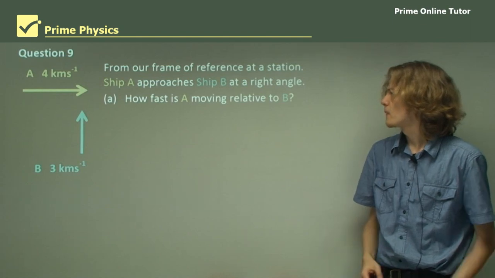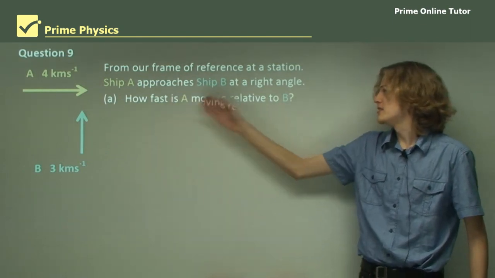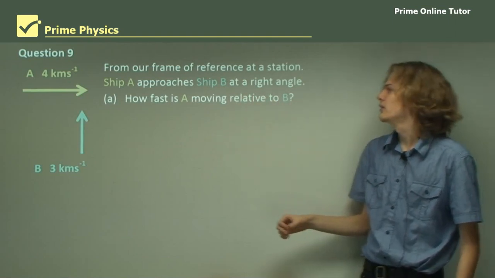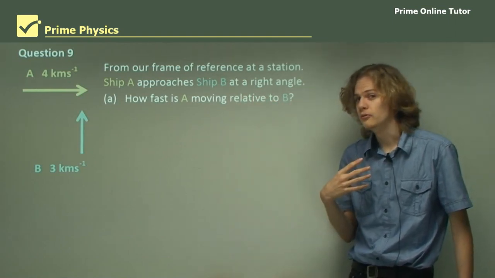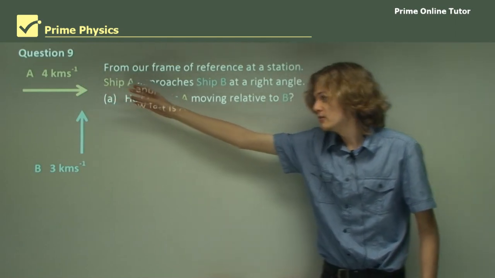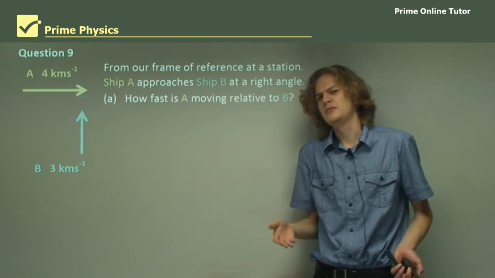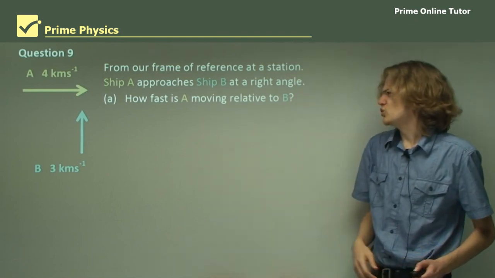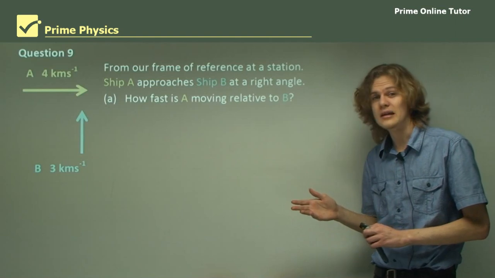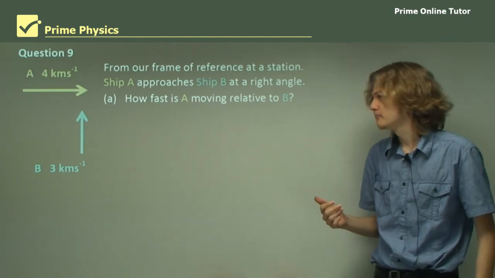Question 9. From our frame of reference at a space station, spaceship A approaches spaceship B at a right angle. So we can see that from our point of view in the space station, spaceship A is moving at 4 kilometers per second, spaceship B is moving at 3 kilometers per second, which is quite fast, but you know, they're spaceships. All right, so how fast is A moving relative to B? Well, we can solve this by using vector subtraction.